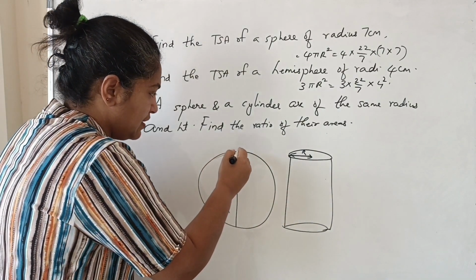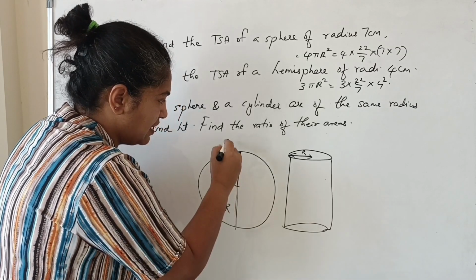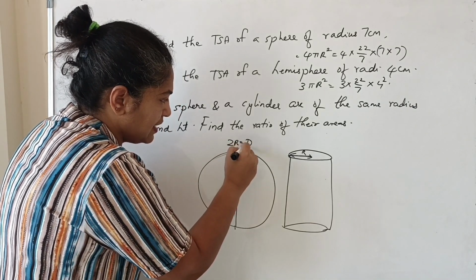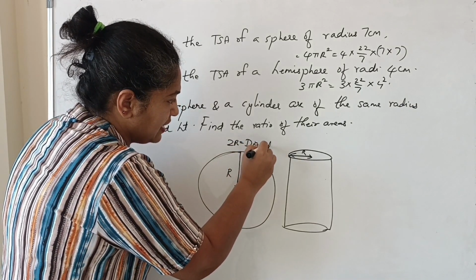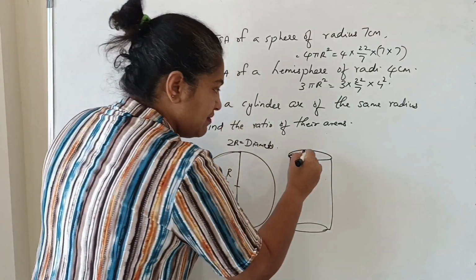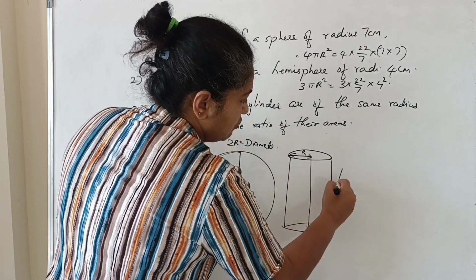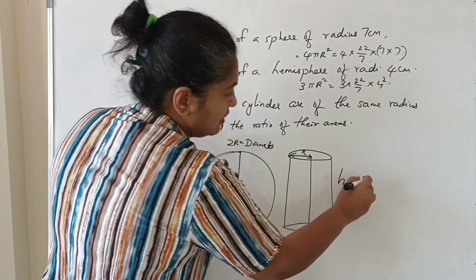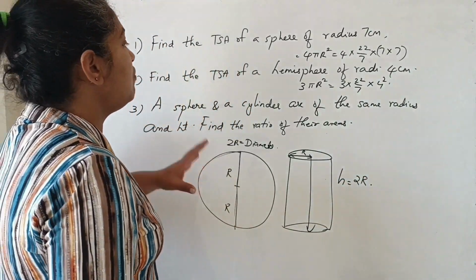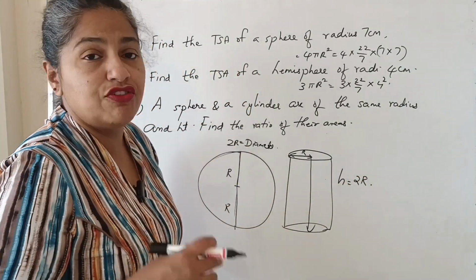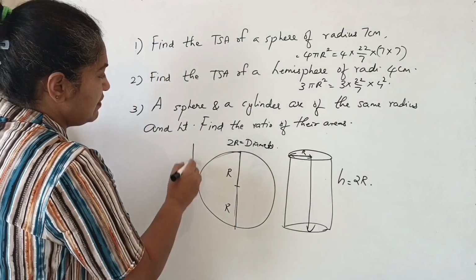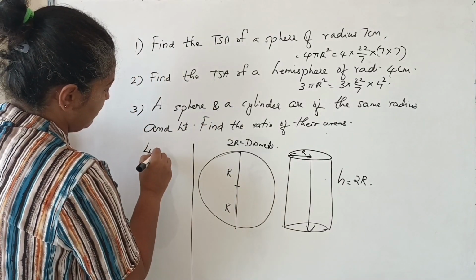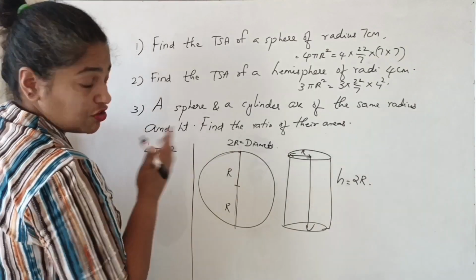Which means that the height of the sphere is 2r, or I can say that the height of the sphere is actually the diameter of the sphere. That is equal to the height of the cylinder. So I can say that h is equal to 2 times r. Okay. Now what do we need to find? We need to find the ratio of the areas. So what is the area of a sphere? 4 pi r square. It is not going to change.